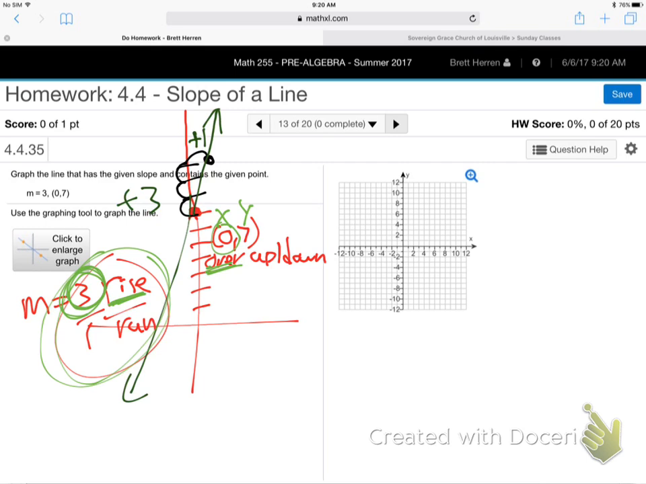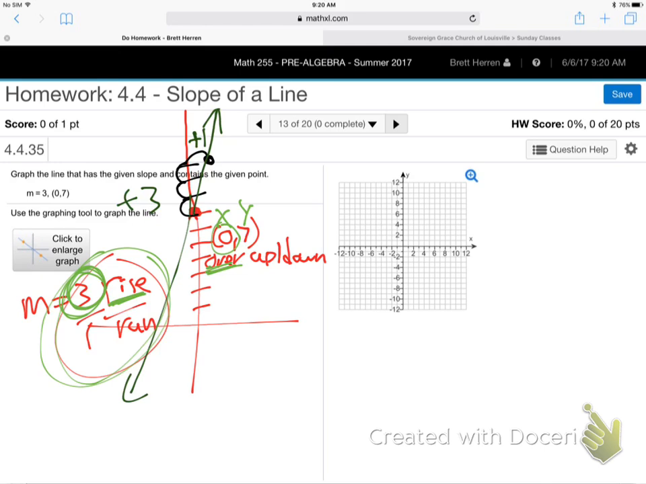So be really clear. When you do the two numbers with the comma and the parentheses, the first number is over. Sorry, the second number is up, down. But slope is reverse. So keep saying to yourself, rise over run, rise over run. The number that's up, down is on the top of the slope.